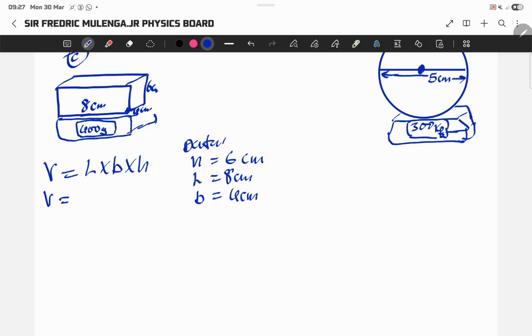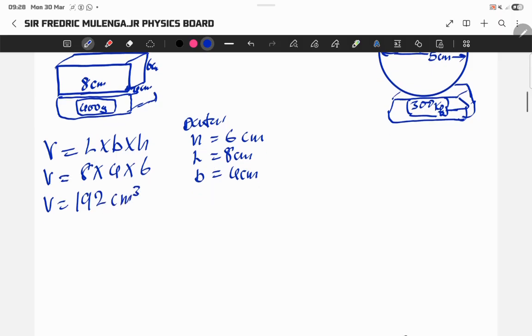So go ahead and plug that in. 8 times breadth 4 times height of 6. What do we get now? 8 times 4 times 6 will just give us the volume of 192 centimeter cubed.